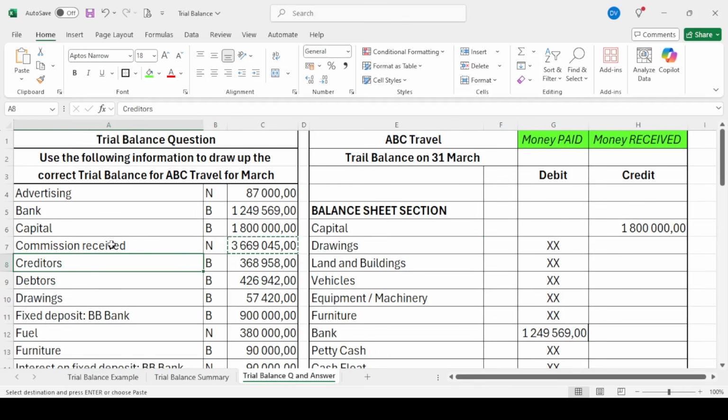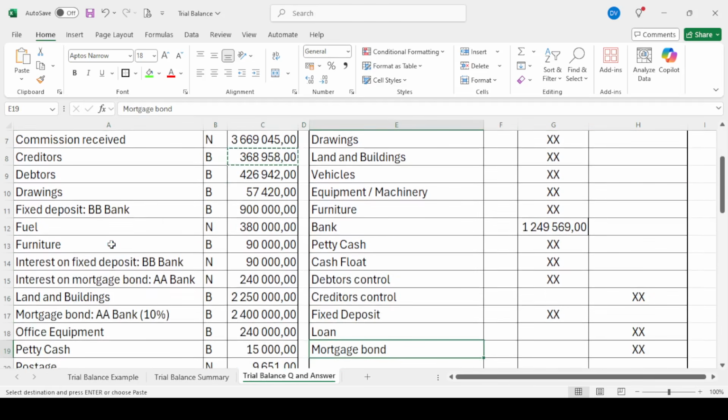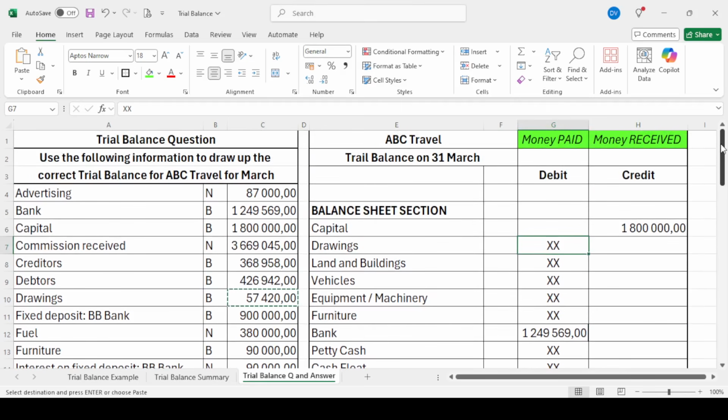Then we have our creditors. You copy your amount for creditors and you're going to simply insert it now on your new correct trial balance. Creditors will always be inserted on the credit side and debtors will always be inserted on the debit side. So that's also an easy one to remember. There we go. Drawings forms part of the owner's equity and it's money that was paid. So we insert it on the debit side.